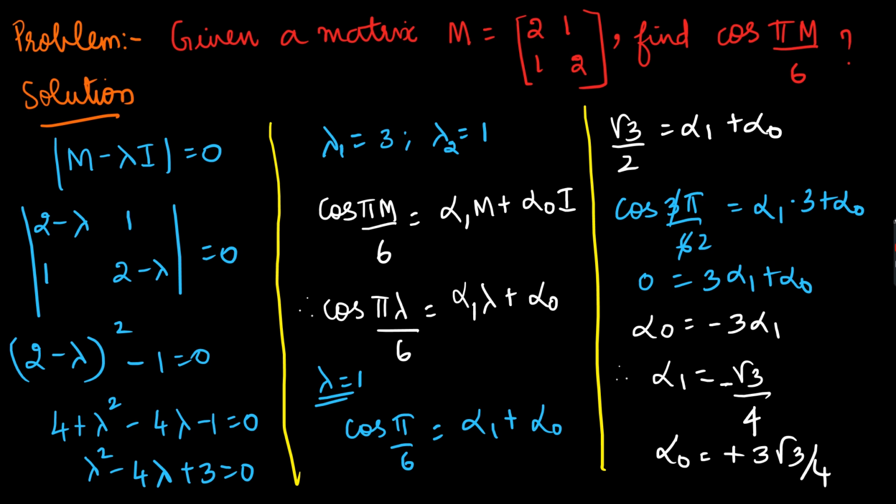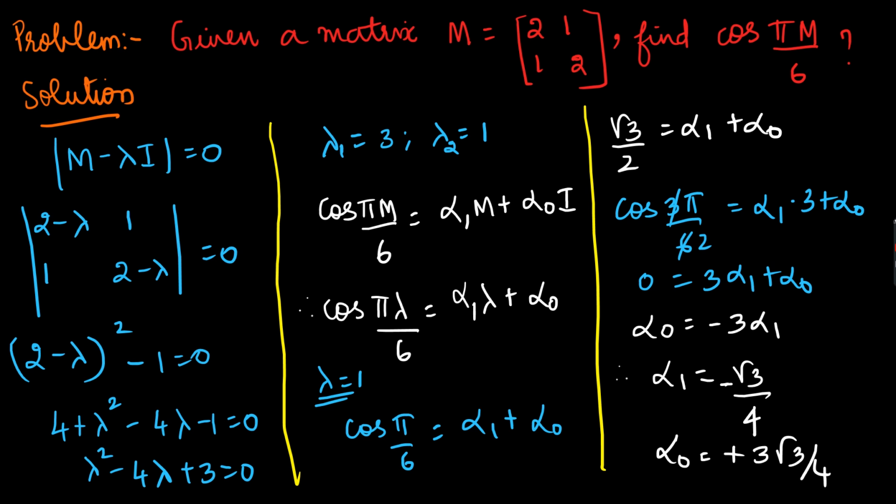So I write the main equation, which is alpha 1 M plus alpha naught I, and instead of M I'm replacing it with the lambda values, that is cos(πλ/6) equal to alpha 1 λ plus alpha naught. When lambda is equal to 1, alpha 1 plus alpha naught will be root 3 by 2, and when lambda is equal to 3, alpha 1 plus alpha naught will be equal to 0. From this I can say that alpha naught is minus 3 alpha 1, and using the first equation I can say alpha 1 is equal to minus root 3 by 4, and then alpha naught is plus 3 root 3 by 4. So these are the values of alpha naught and alpha 1.